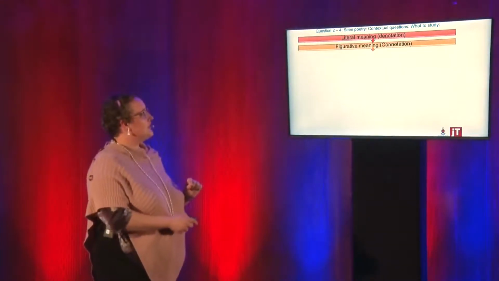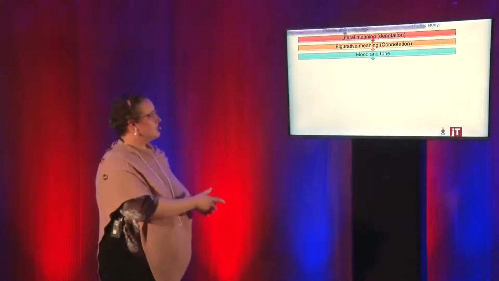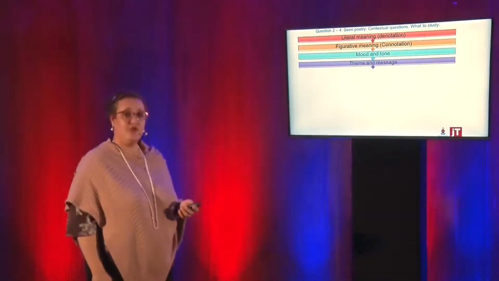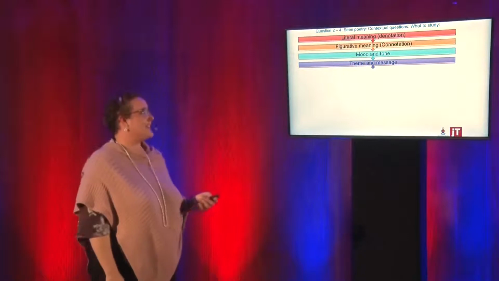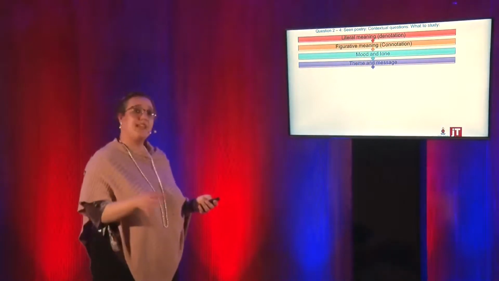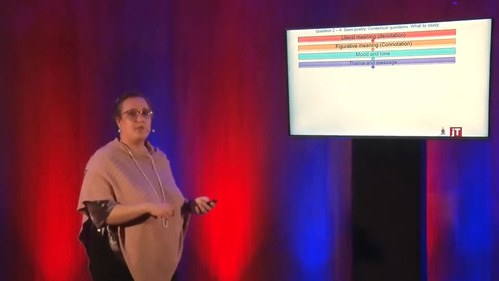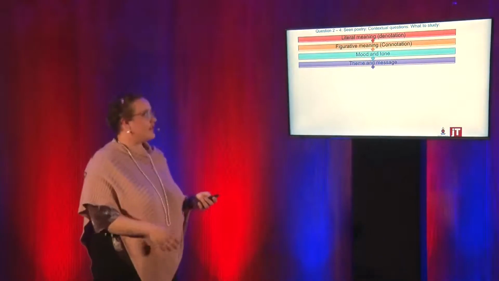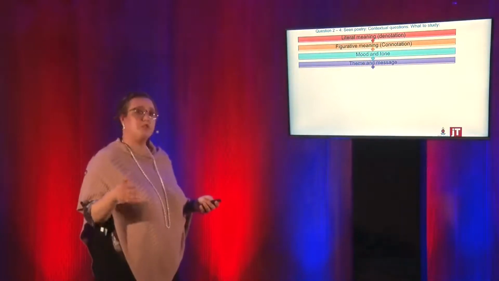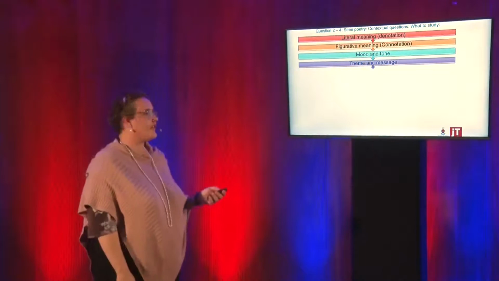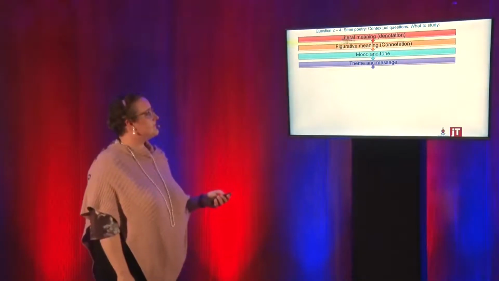Right, we also look at the mood and the tone. We look at the theme and the message. And remember, sometimes there can be more than one theme or message in a poem. Very often we find this more in section B and C, but it can occur in your poetry as well.